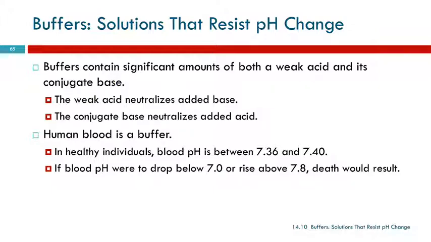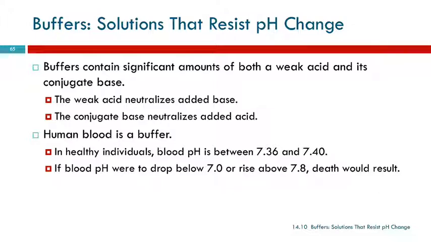It can't be a strong acid. A strong acid does not act as a buffer. It has to be a weak acid. So you've got the weak acid and the conjugate base present. The weak acid will neutralize any base that's added, and the conjugate base will neutralize any acid that's added. And so whether you put acid into the solution or base into the solution, it will neutralize it and maintain a pH.